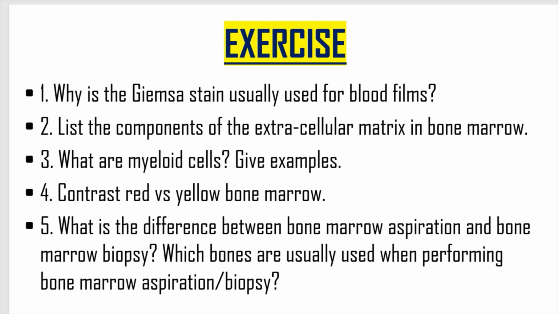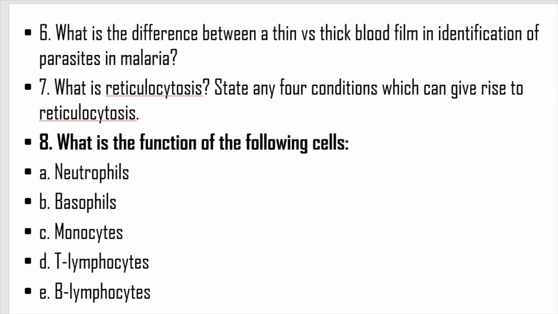Okay, so after that histological diagram, now there's this exercise that you need to answer. Why is the Giemsa stain usually used for blood films? List the components of the extracellular matrix in the bone marrow. What are myeloid cells? Give examples. Contrast red versus yellow bone marrow. What is the difference between bone marrow aspiration and bone marrow biopsy? Which bones are usually used when performing bone marrow aspiration and biopsy? And what is the difference between a thin versus a thick blood film in identification of parasites in malaria? What is reticulocytosis? State any 4 conditions which can give rise to reticulocytosis.